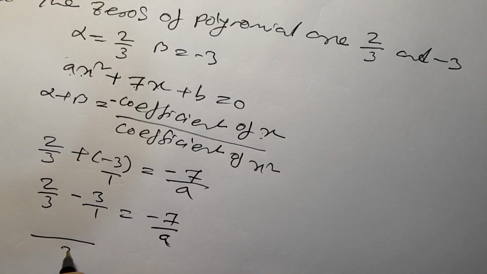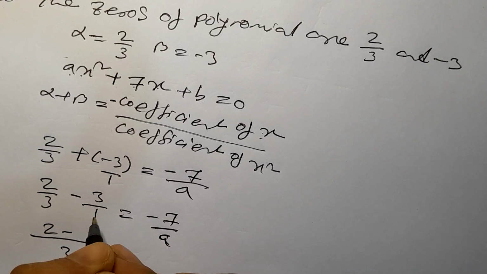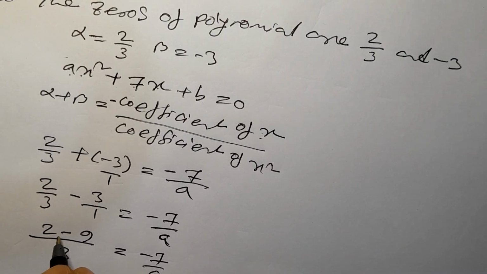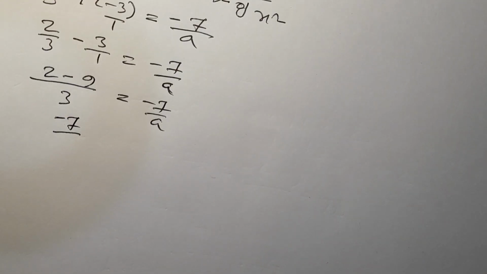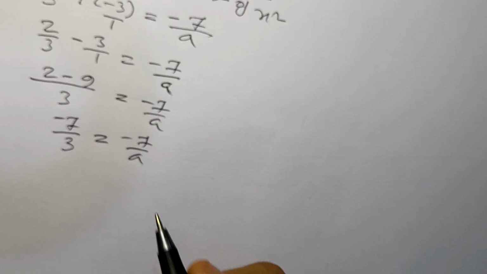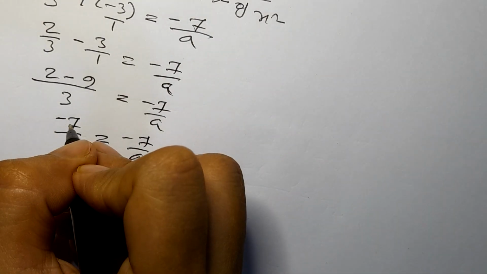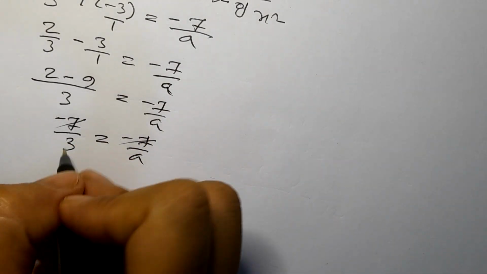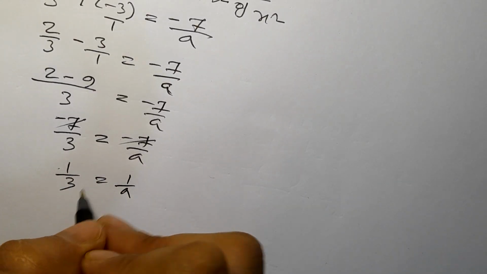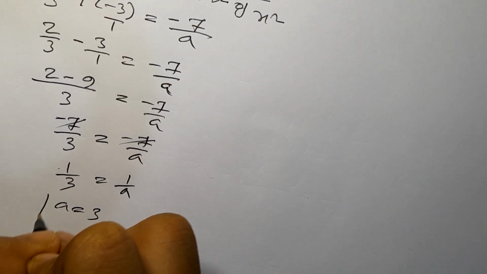Take the LCM, it will give 3. 1, it will give 2 minus 3 9, it will give -7 by a. It will give -7 divided by 9 minus 2, it will be -7, 3 equal to -7 by a. The -7 and -7 will cancel, so 1/3 is equal to 1 by a. Now go for the cross multiplication, so it will be a equal to 3. We got the value of a.